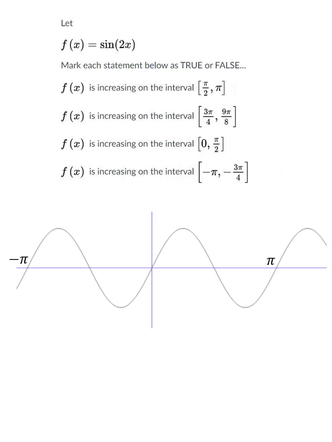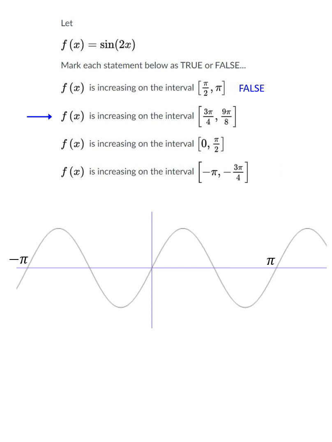Now let's get to the questions in the problem. The first one is asking, true or false, the function is increasing on the interval from pi over 2 to pi. Well, pi over 2 would be halfway to pi, and here's the function on that interval. That's not increasing the whole way. It's increasing for part of it, but it would be a false statement to say that it is increasing on that interval, because it's only increasing on part of that interval.